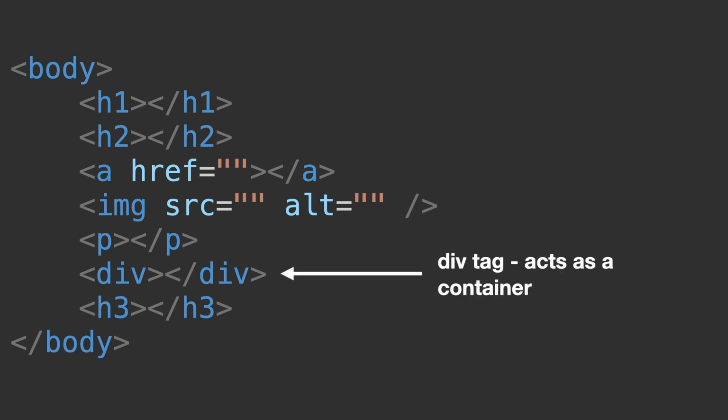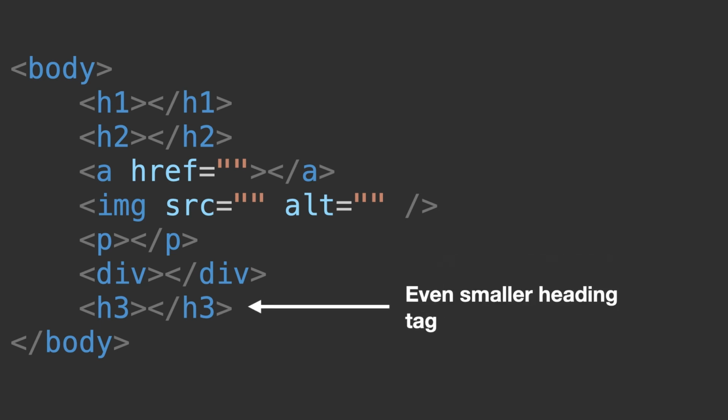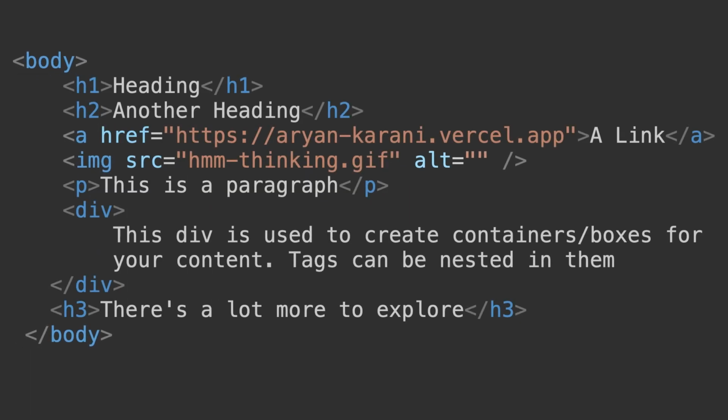The div tag is a container for more elements. It's generally used for creating blocks of content which you want to style the same, but more on that later. And the H3 tag is an even smaller heading than the H2 tag. And this is what an HTML body might actually contain. So you can see this is what an HTML page might look like when it's all populated.